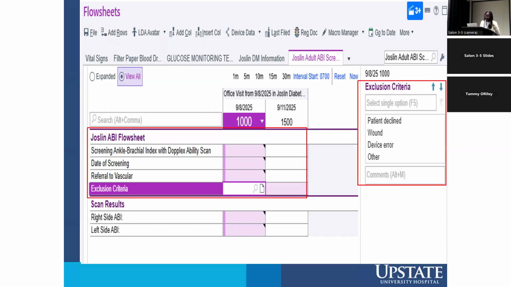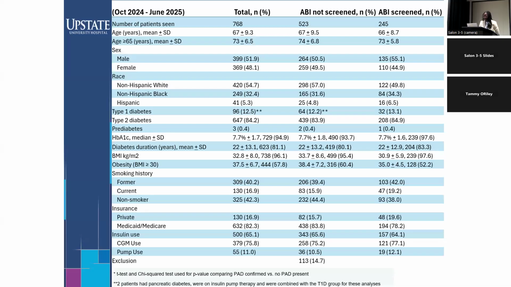So when you look at the right-hand side, you can see the various options that you can pick from. You also have the option to add in a comment if you so wish. And then down to the bottom, you have a spot to enter in the ABI results. So here's a table that has those that were screened for ABI and those that did not screen for ABI.